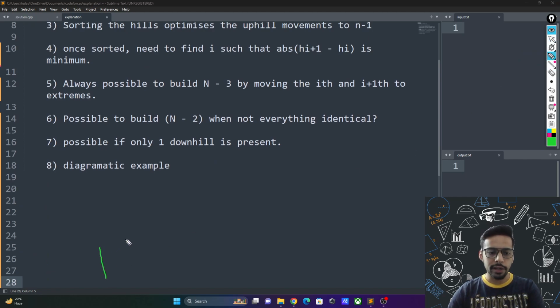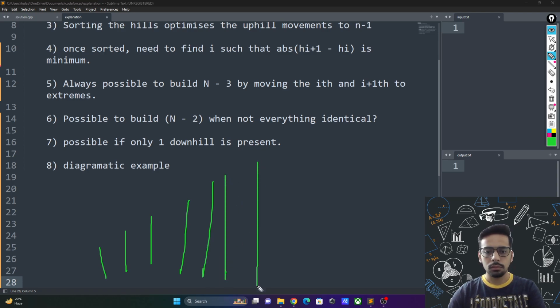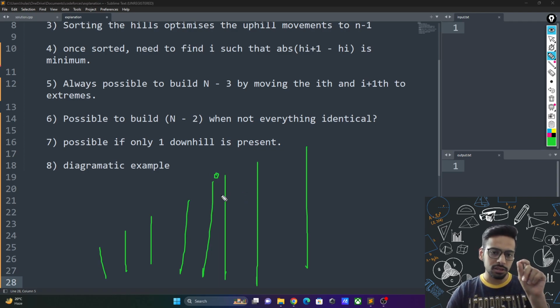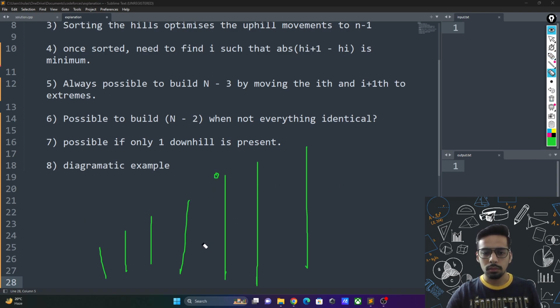So let's say I sorted my input hills, and I found out that the delta here was minimum. So these two hills have the least difference in their heights. Now one of them I can move to the starting. Maybe let's say I move this one. And this one maybe I can move to the end.